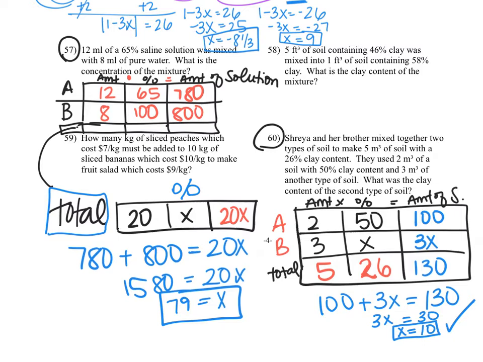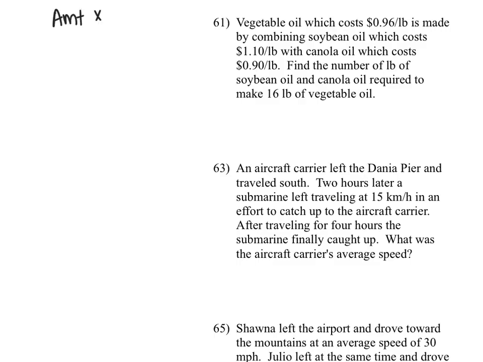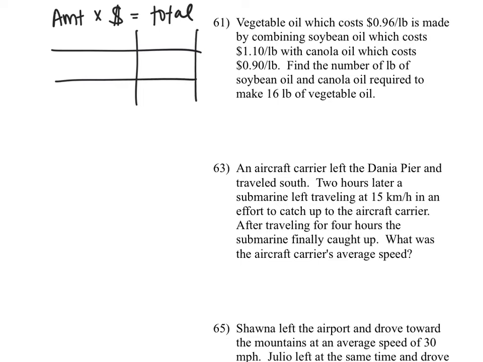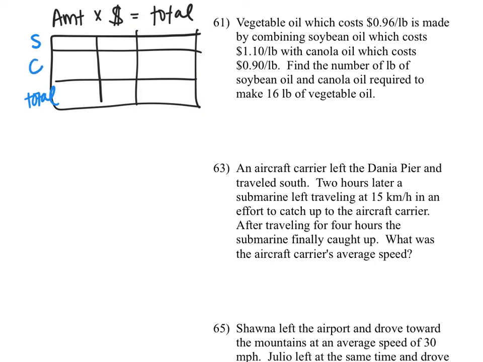62 is a little bit confusing because we're not actually looking for a percent of solution. In this case, we're looking for how much something costs. So I'm going to draw a chart again. I'm going to have my amount times my money equal my total. Then I'm going to write soy, my total, and my canola.